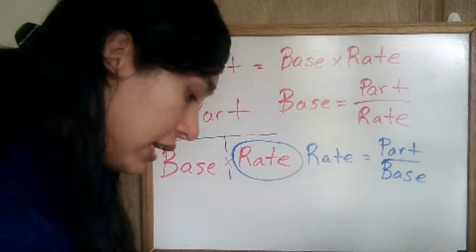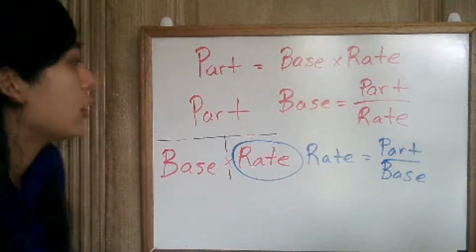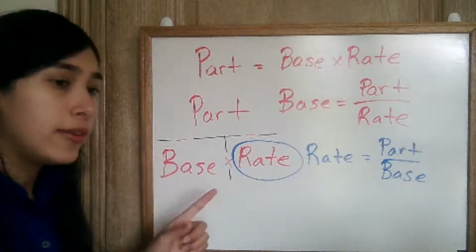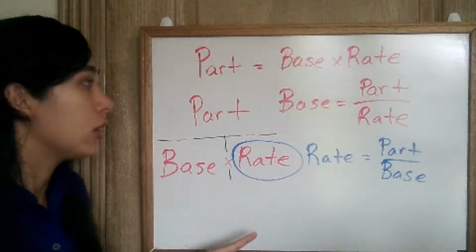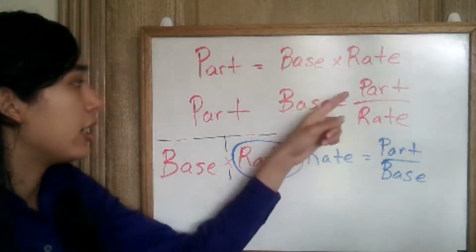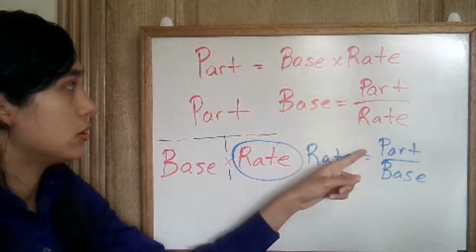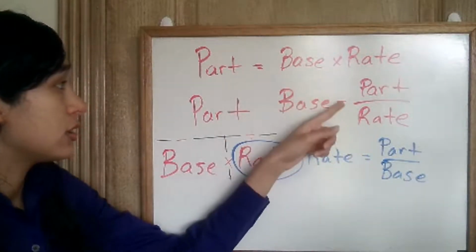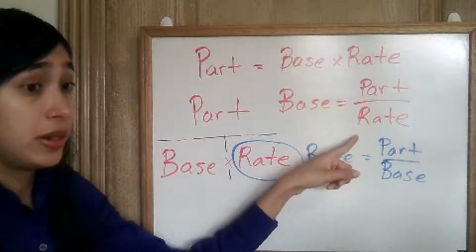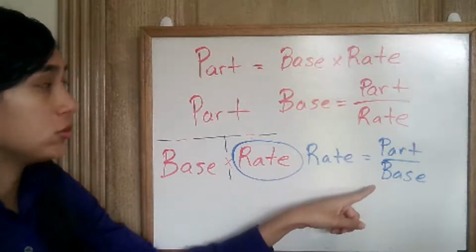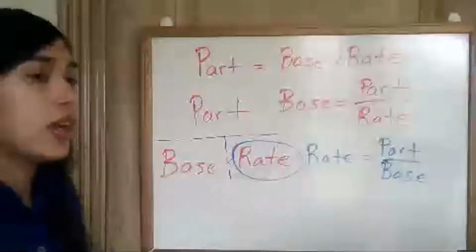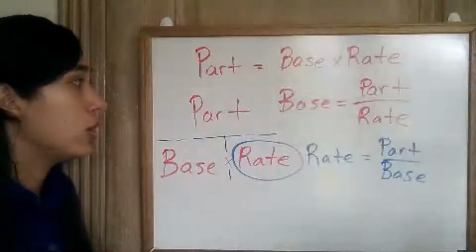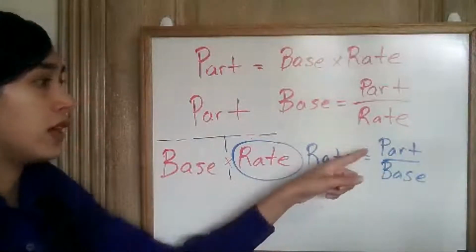So what can we see that these three formulas have in common? I will never, ever divide by part. I might divide by rate or base, or even multiply base and rate together, but never, ever will I divide by part.